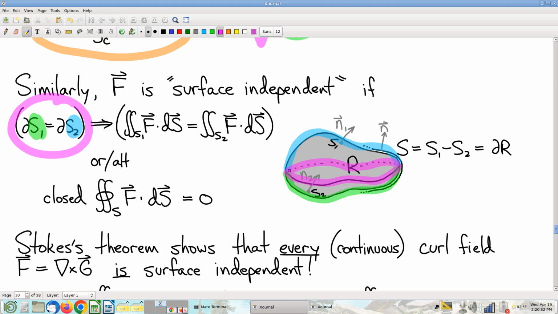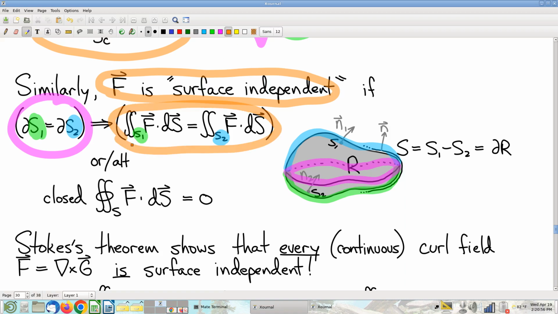In this scenario, two surfaces, same boundary curve. There are some special vector fields that are what we call surface independent. And what that means is that the green flux and the blue flux are the same. Said differently, the value of these fluxes is independent of the surface. And of course, independent of the surface, thus the term surface independence. How are we doing so far? Is everybody with me? Questions?